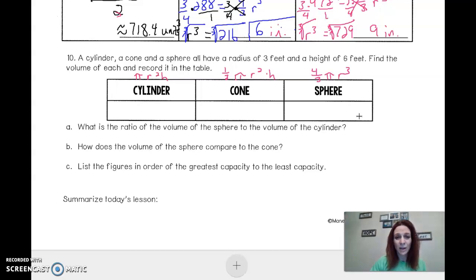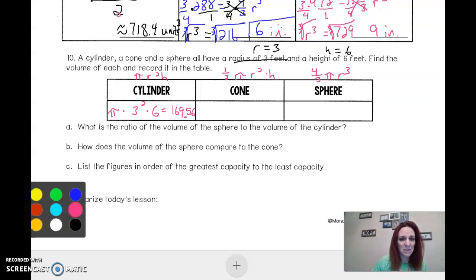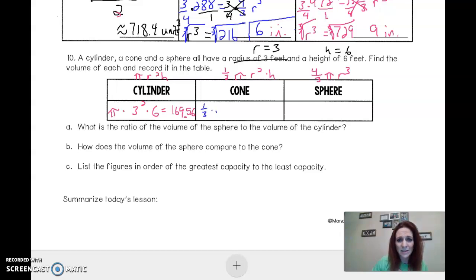All right, so we have to figure these out real quick. Radius of 3, height of 6. The cylinder is pi times the radius of 3 squared times the height of 6. For the sake of time, I'll just tell you that is 169.56 cubic units. For the cone, we go 1/3 times pi times 3 squared times our height of 6, and that's 56.52. And our sphere is 4/3 times pi times 3 to the third.